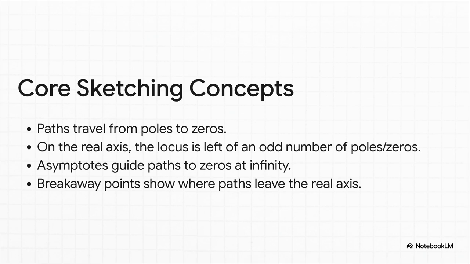First, we know paths always go from poles to zeros. Second, a really simple counting rule tells us exactly which parts of the real axis are part of the locus. Third, asymptotes show us the general direction for paths that are heading off to infinity. And finally, breakaway points show us where paths might suddenly leave the real axis and jump into the complex plane.